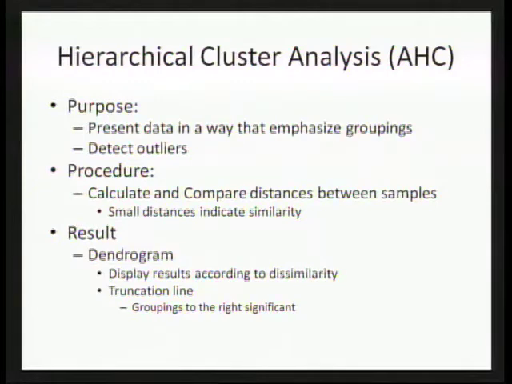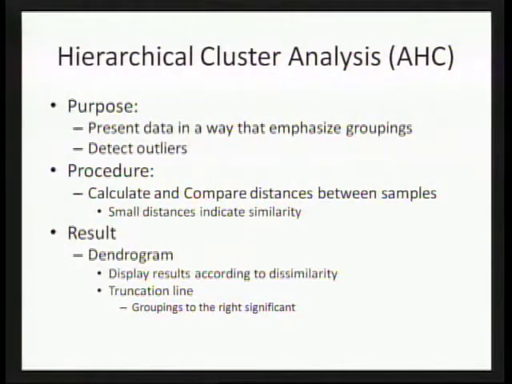The first analysis was hierarchical cluster analysis, or AHC. We use this to present the data in a way to emphasize groupings so we can get a feel for how the dyes are being separated and what the similarities are. This also helps us detect outliers and possibly unique fibers within the sets. For this, the algorithm calculates and compares the distances between each sample, so the smaller the distance, the more similar our samples are going to be.